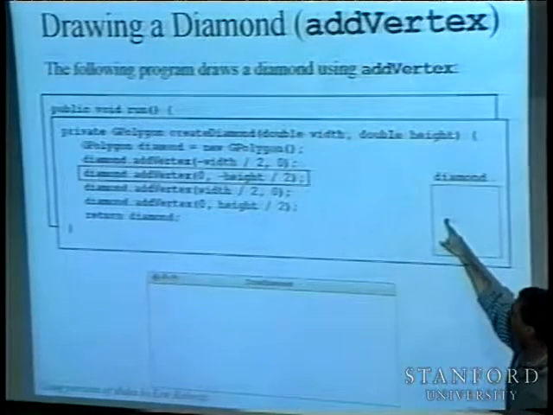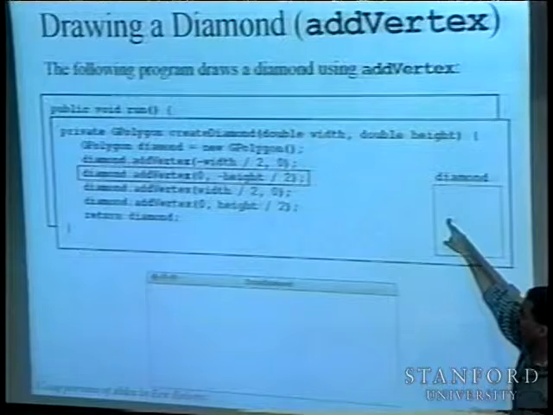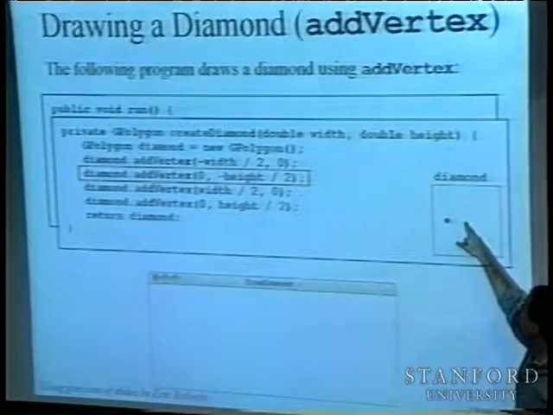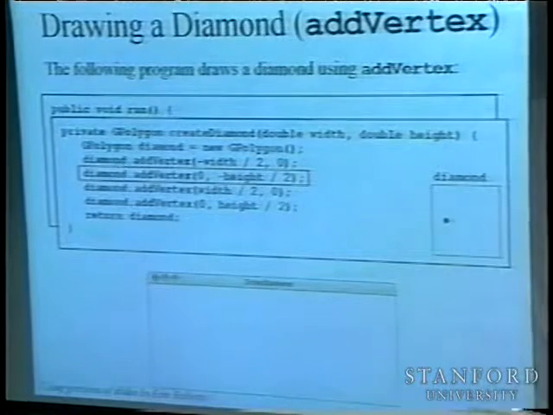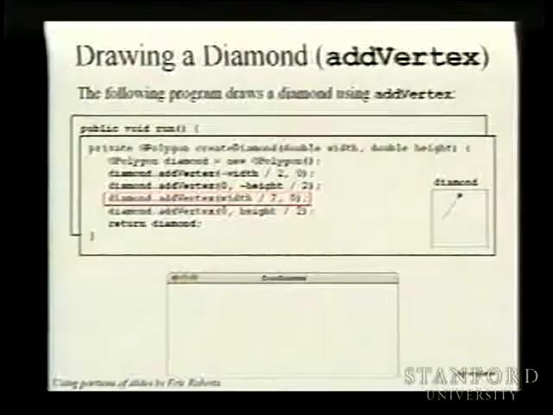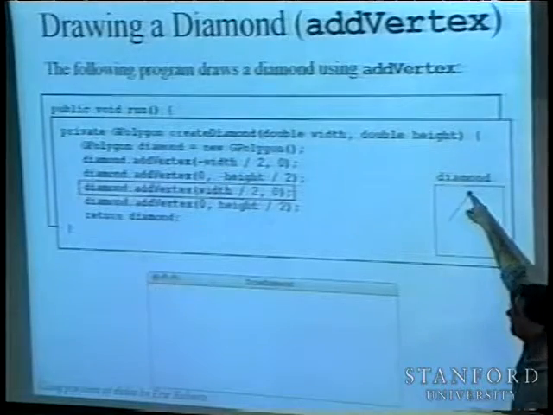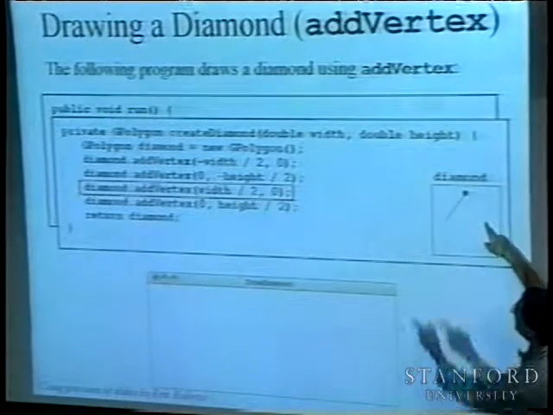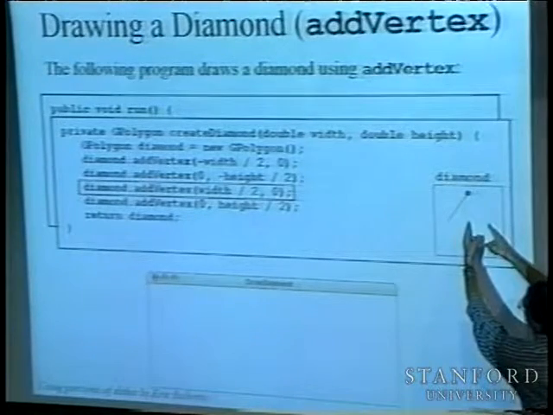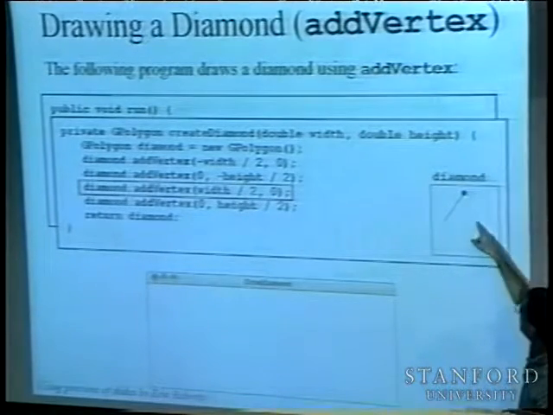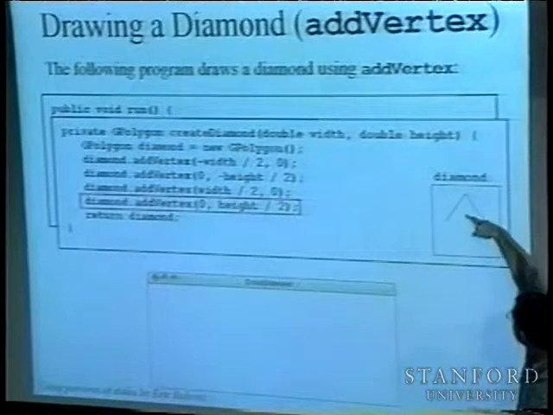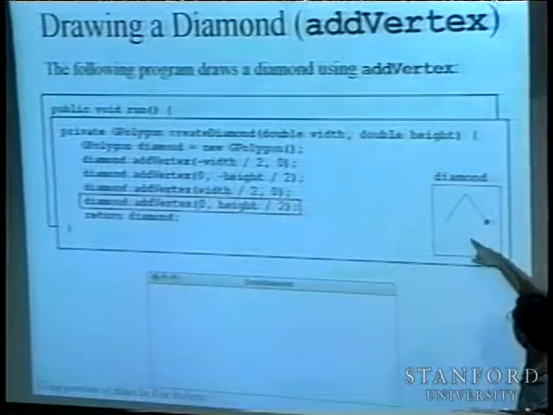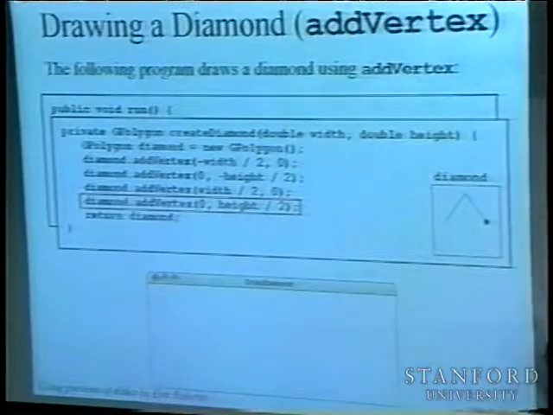Okay? Then where do I go from there? Well, I'm going to add the next vertex. The next vertex I add relative to my center is at the same x coordinate as the center, but it's minus height divided by 2 upward. So essentially this is the next vertex, and it creates the segment in between them. My next vertex is going to be over here. It's width divided by 2 from my imaginary center point, and on the same line as the center point, so the y offset is 0. And last but not least, the last vertex I'm going to add is on the same x coordinate as the imaginary center, but half the height of the diamond downward.